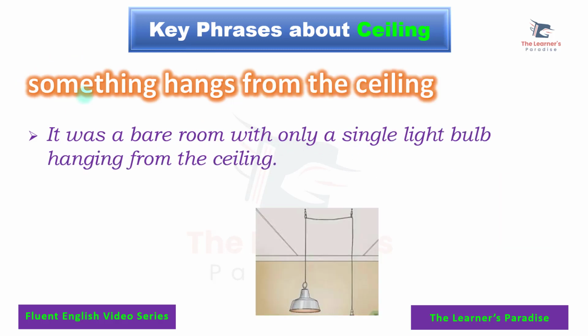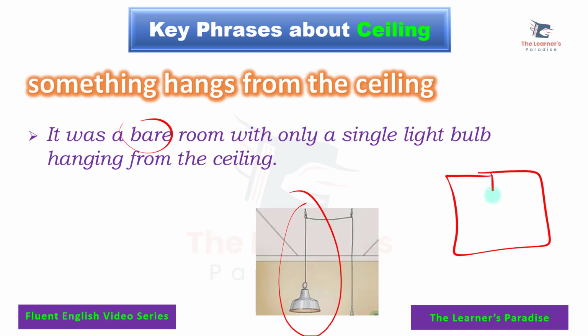Next we have something hangs from the ceiling. It can be anything. Like this is a bulb hanging from the ceiling. Example sentences: It was a bare room. Bare means an empty room, without any furniture or without anything. It was a bare room with only a single light bulb hanging from the ceiling. In the room there was nothing. There was just one bulb that was hanging from the ceiling.